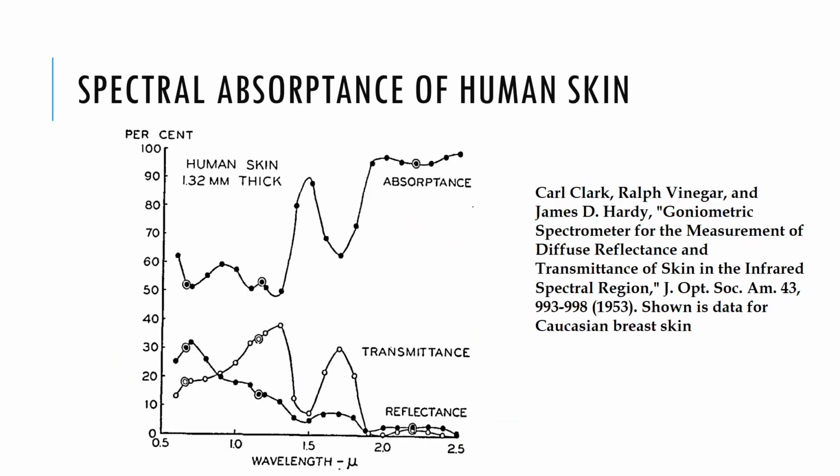This one is yet another example of all three properties: absorptance, transmittance, and reflectance of human skin. It is very old data, but it's one of the best data that at least I could find, and it shows all three properties varying with wavelength.